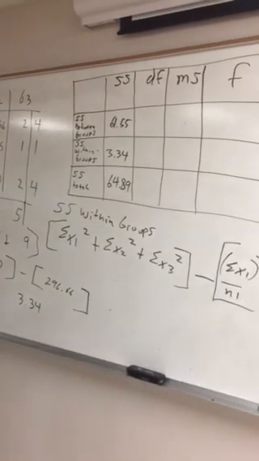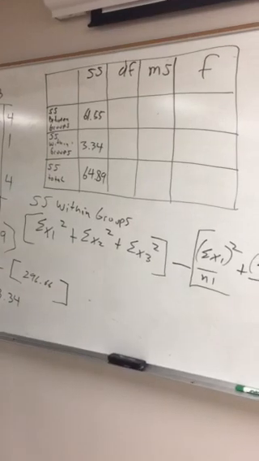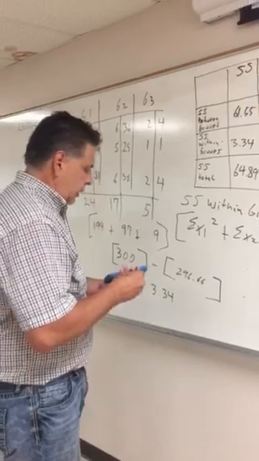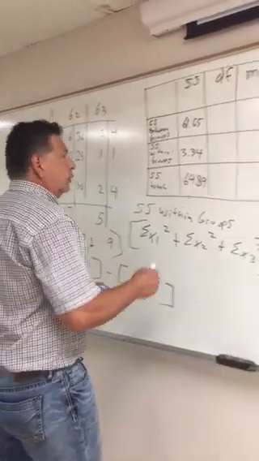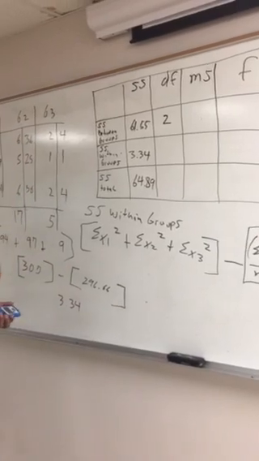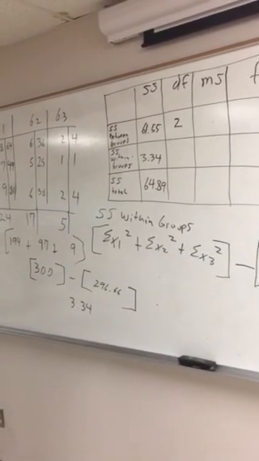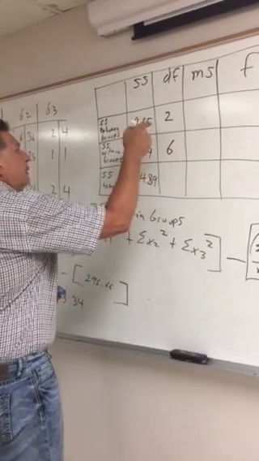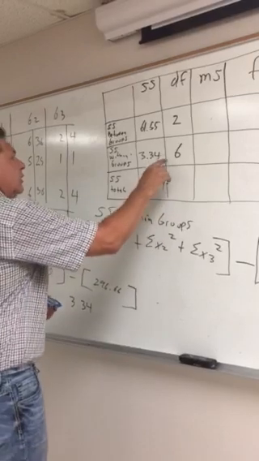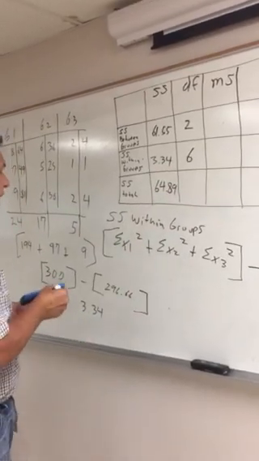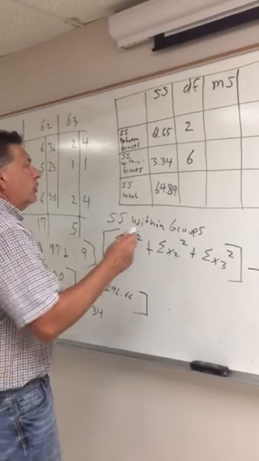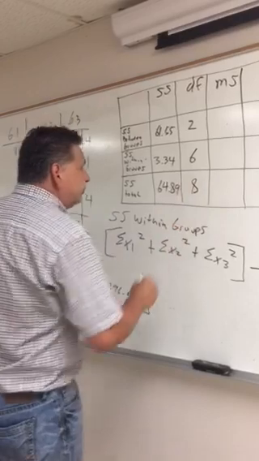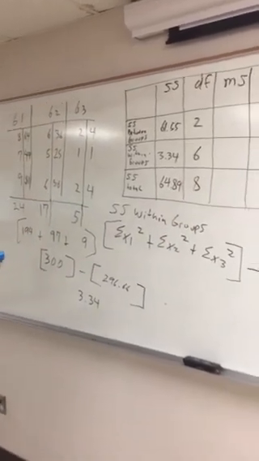Now I'll go back to my degrees of freedom between groups, and remember that was my groups minus 1. So k minus 1 is going to be 2, and n minus k is going to be 6. So I should have between groups 2 degrees of freedom, and within groups I should have 6 degrees of freedom. So I should have a total degrees of freedom of total n minus 1, which would be 8. So I'm just adding those two things together.